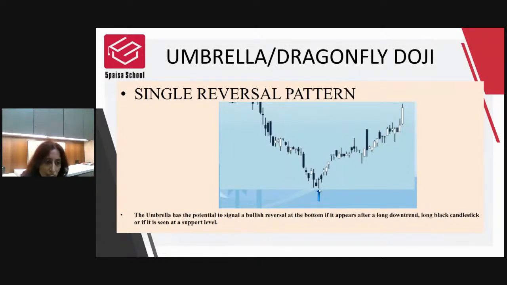So this is a very good indication that a reversal will happen. And what kind of a reversal in this case? Because it is appearing at the support level, it indicates that now a bullish reversal is very much expected.